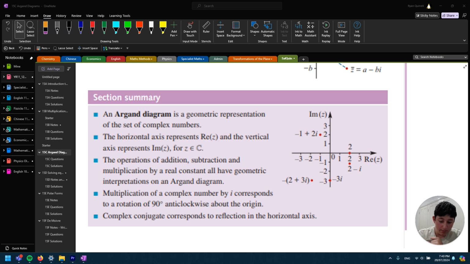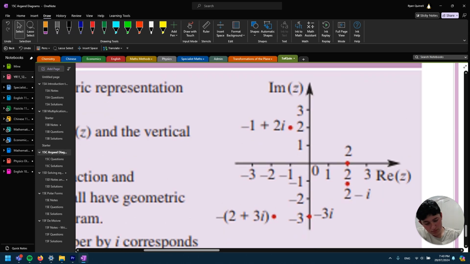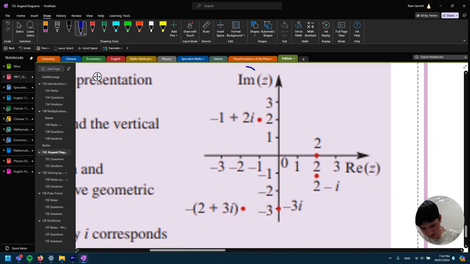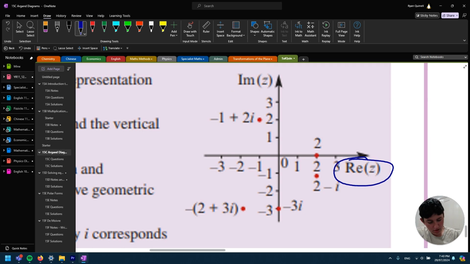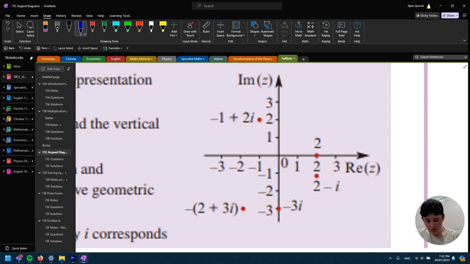An Argand diagram is a geometric representation of complex numbers. So if you plotted -1 plus 2i, we can plot that on an Argand diagram. As we can see here, the y-axis is the imaginary component of z, and the x-axis is the real component of z. As we have learned, this is the real component and this is the imaginary component. Therefore, -1 and 2 up.